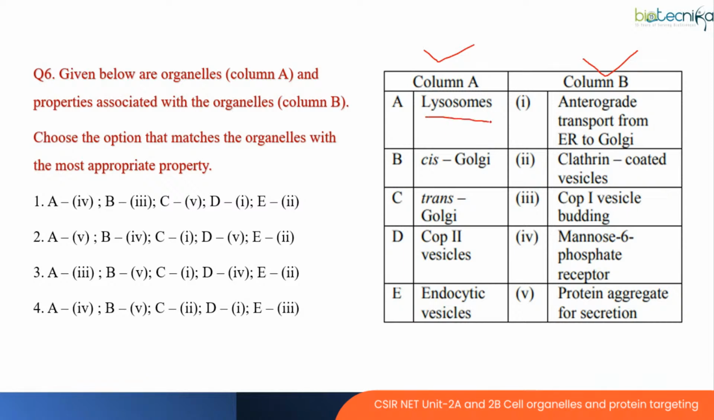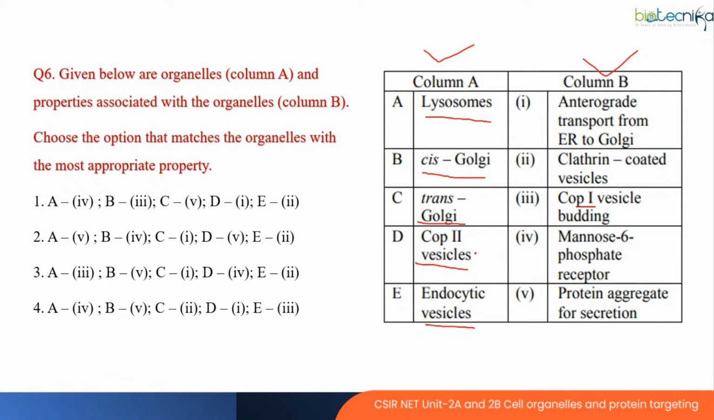So you have got lysosomes, you have got cis Golgi, trans Golgi, COP2 vesicles, and endocytic vesicles. If you are sure of COP1, COP2, and endocytic vesicles, that means what they are and what their function is, you'll be able to reach a conclusion over here. You'll easily fetch 4 marks out of this. Yes, what should be the answer over here?